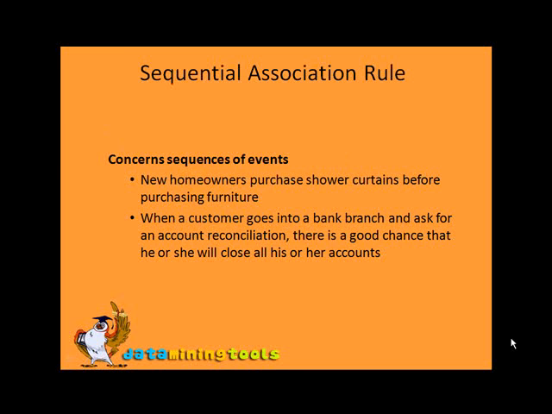Let's understand sequential association rules. It's concerned with sequences of events. For example, new home owners will purchase shower curtains before purchasing the furniture. Then, when a customer goes into a bank branch and asks for an account reconciliation, there's a good chance that he or she will close all his or her accounts afterwards.